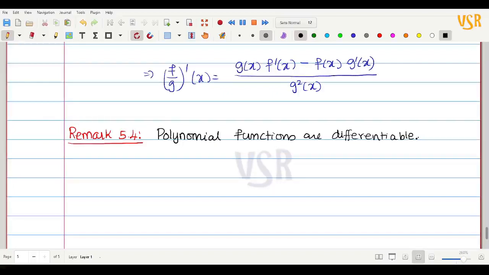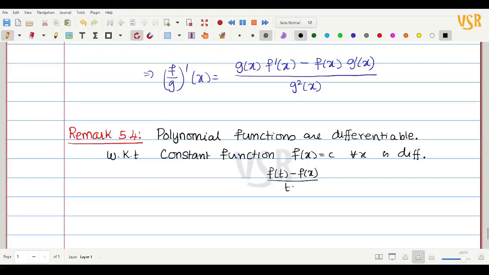How is this? See, it is very simple. We know that a constant function, that is f of x equal to c for every x, is differentiable. How, sir? Write the formula: f of t minus f of x divided by t minus x is c minus c divided by t minus x, which is equal to 0, because the numerator becomes 0. So whatever limit t tending to x we take, this is 0. So if f is a constant function, then f dash at x is equal to 0 for every x. Okay, so constant functions are differentiable.